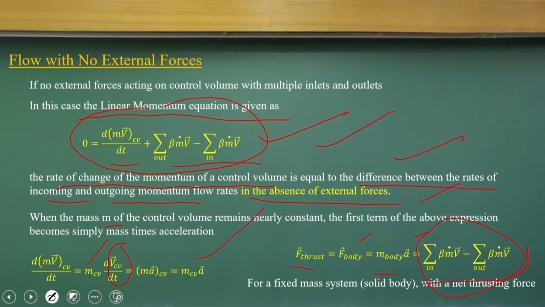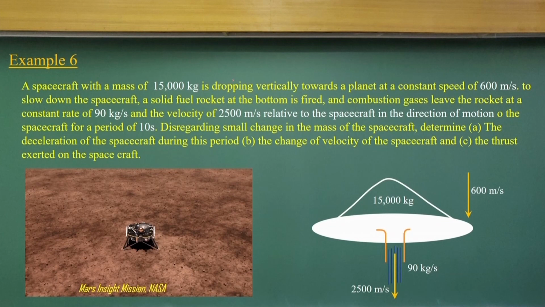This is a very interesting problem; we consider the case when there is no external force acting on a control volume, even if you have multiple inlets and outlets. Let us see the figure, which shows that when a spacecraft is landing on the surface, it decelerates to the terminal velocity and then lands on the earth or any other planet.